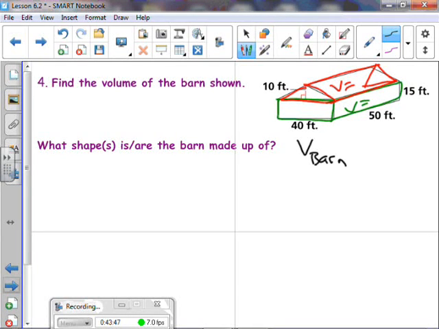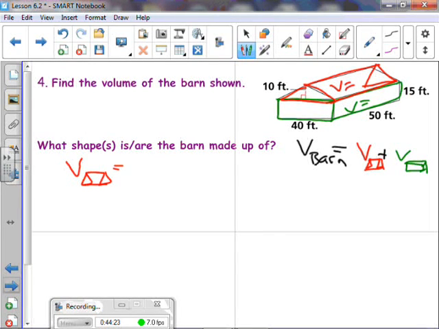And then to find the volume of the barn would just be the volume of the triangular prism plus the volume of my rectangular prism. So all I would have to do is add up those two volumes that I found, and I would get the volume of my barn. So this is very straightforward at that point. We first find the volume of our triangular piece.